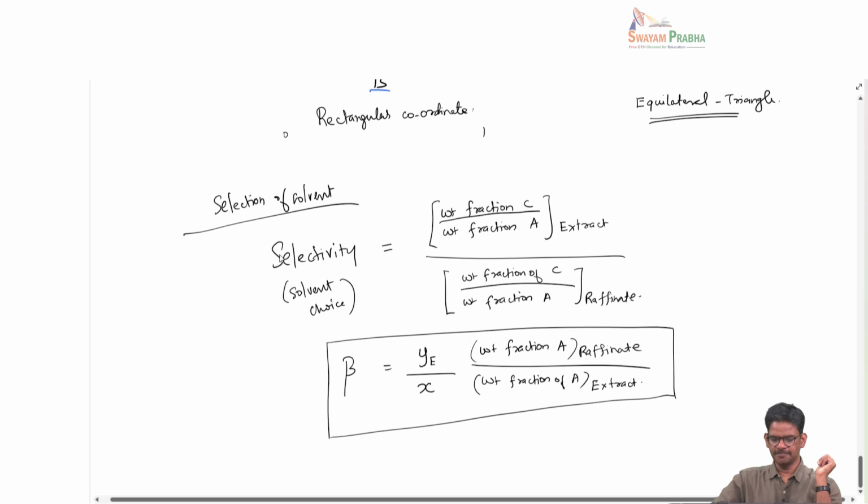And finally, among other factors with regard to solvent choice, the important one is to find out the selectivity, defined as the ratio of distribution coefficients, okay. This y by x is basically the distribution coefficient, times how much amount of A is present in the raffinate over how much amount of A is present in the extract. So here again we are saying that A is slightly soluble in B also, that is why in the extract some amount of A is present, okay. So based on this we calculate the selectivity and then choose a solvent, okay. So these are all the introductory material I want to discuss with regard to extraction.